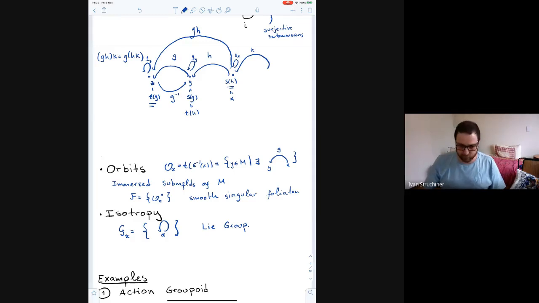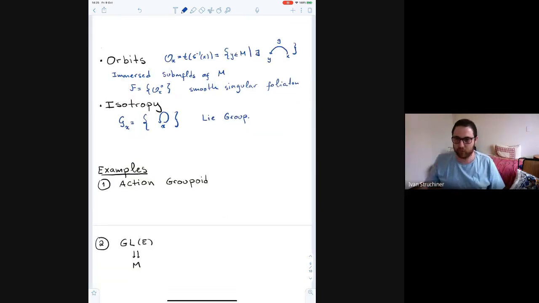So let me give you examples, and I think things will always become clearer when we see examples. And so the first one is the following. If you start with a Lie group G acting on a manifold M, then you can form a Lie groupoid, which is called the action groupoid of this Lie group action. It's a groupoid over M. This space is just the product of G with M.